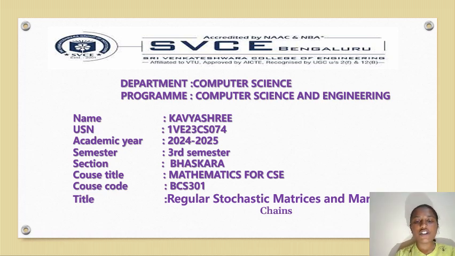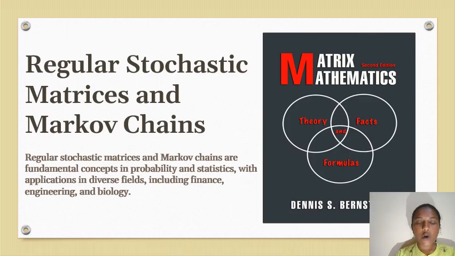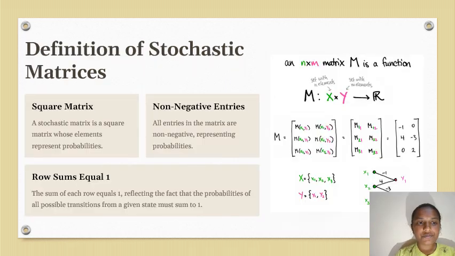Today I am going to teach about mathematics, about the topic regular stochastic matrices and their Markov chains. Let us see what is meant by regular stochastic matrices and Markov chains. Regular stochastic matrices and Markov chains are fundamental concepts in probability and statistics with applications in diverse fields including finance, engineering and biology.